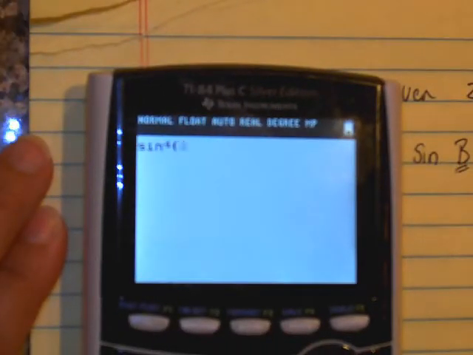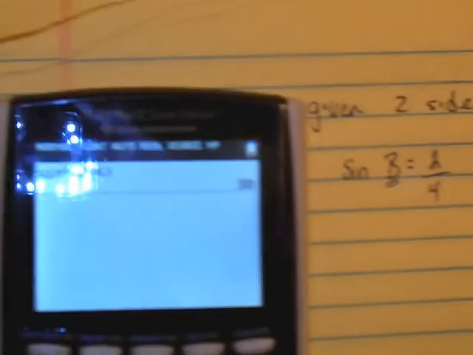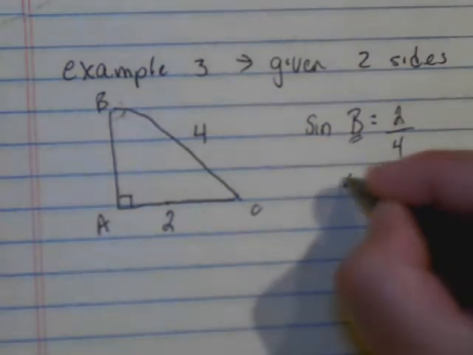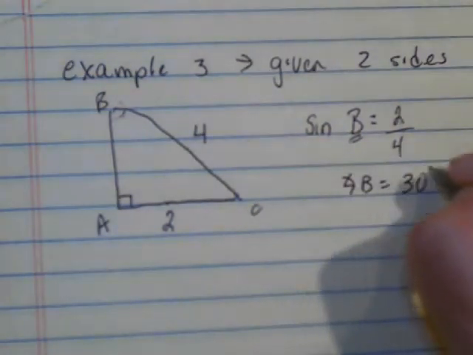And then I was finding sine of 2 divided by 4. So I'm going to type in 2 divided by 4 equals. And we get 30 degrees. So the sine of angle B, so angle B is 30 degrees.